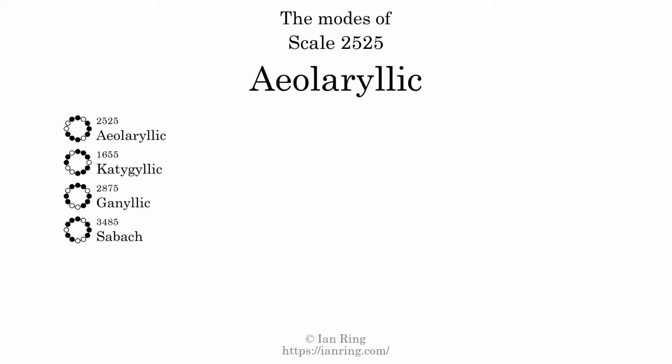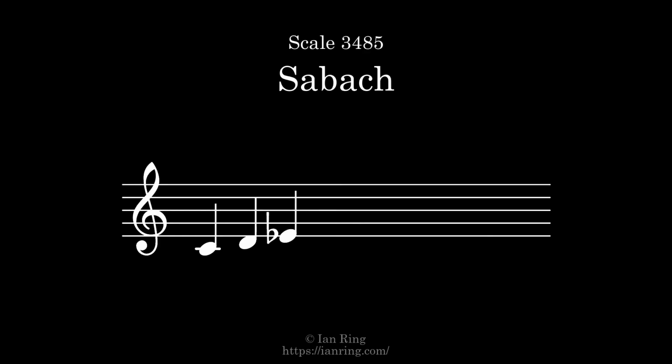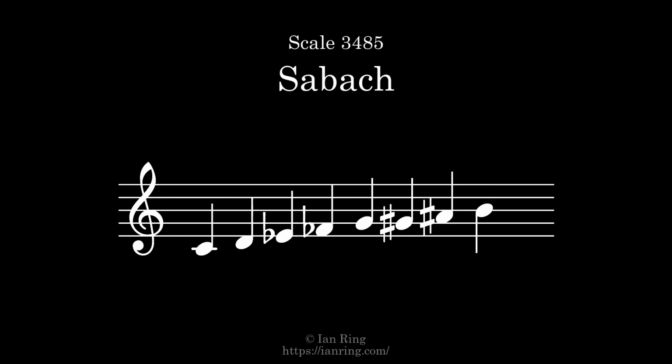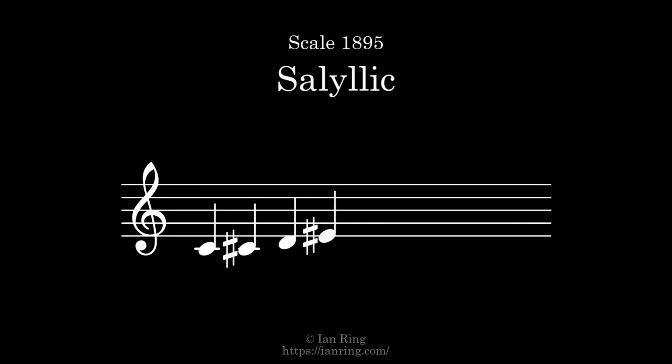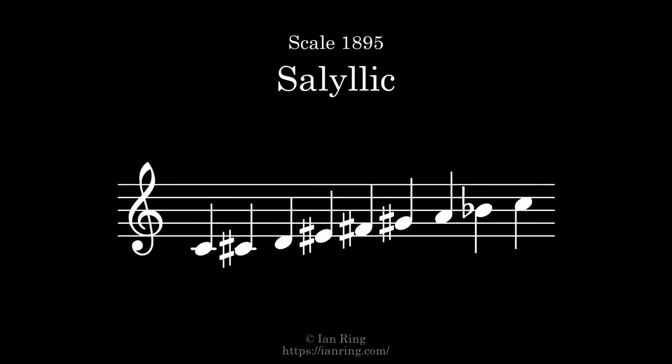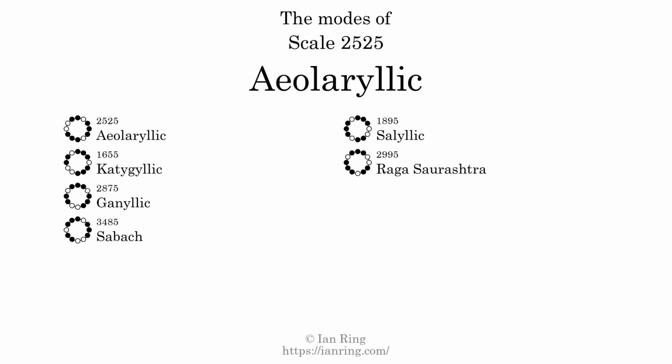The fourth mode is scale 3485, also known as Sameness. It sounds like this. The fifth mode is scale 1895, also known as Aeolaryllic. It sounds like this. The sixth mode is scale 2995, also known as Raga Sarashtra. It sounds like this.